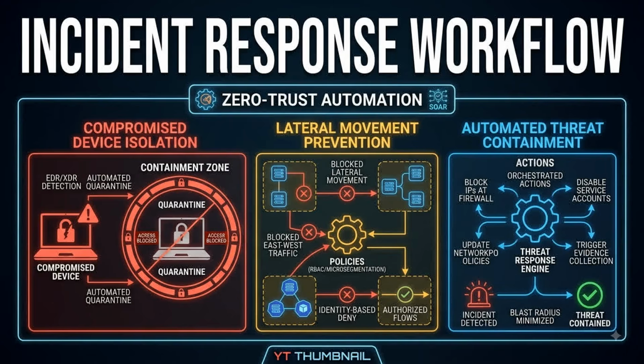Now what? Zero Trust Automation responds immediately. Compromised Device Isolation is triggered. EDR, which stands for Endpoint Detection and Response, detects the malware. XDR, which stands for Extended Detection and Response, detects the behavior. Automated quarantine is executed. The compromised device is isolated. Network access is revoked. All active sessions are terminated.